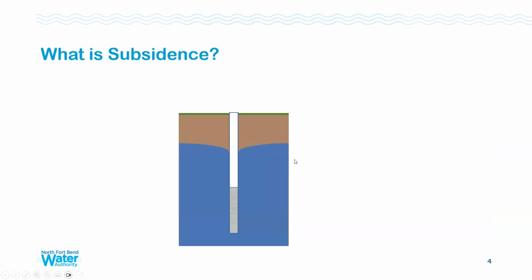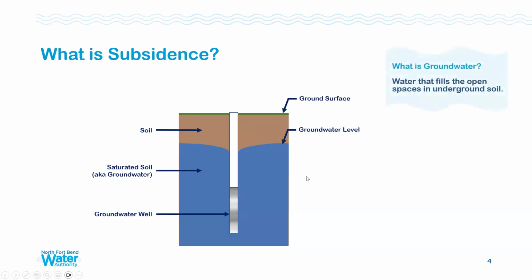So what we're looking at here is a cross section of the earth, very simplified. We have our ground surface, we have our soil, and then here in blue, this is the saturated soil or what we call groundwater. This white here represents a water well, which is basically just a straw we've poked into the ground and that we suck water out of.